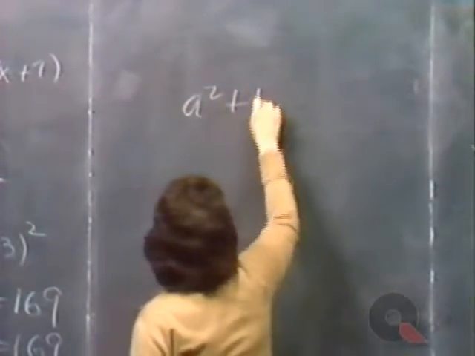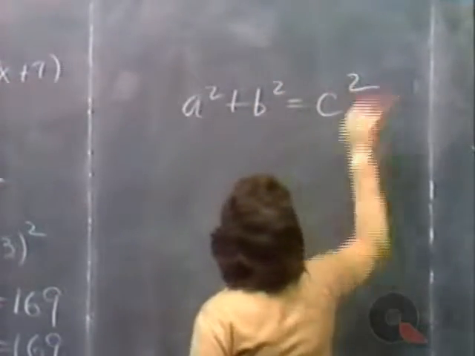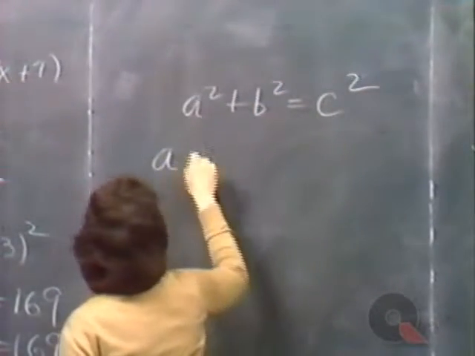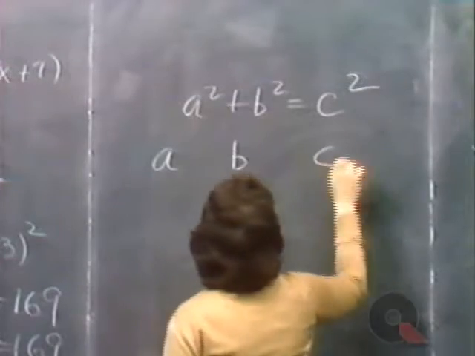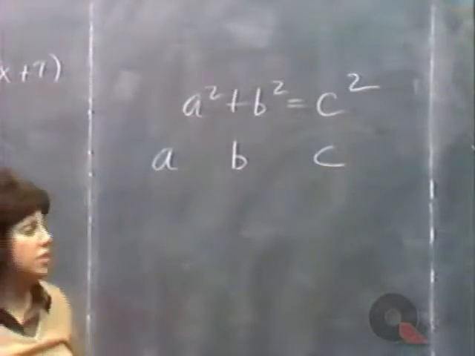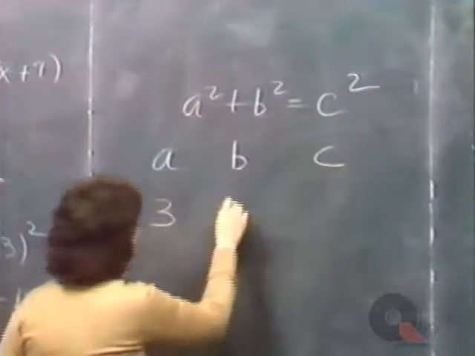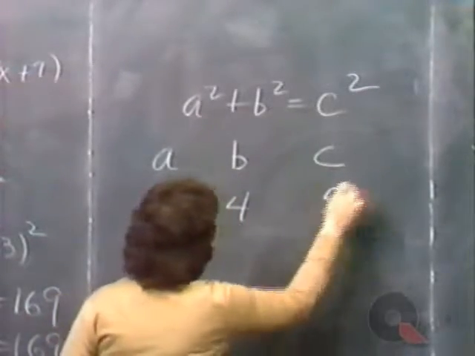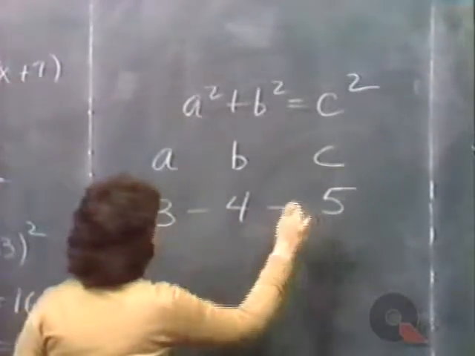A squared plus b squared equals c squared is the Pythagorean theorem. I will list a, b, c triples that work in this theorem. Okay, the most popular, 3, 4, 5.